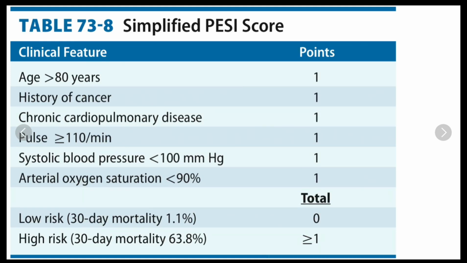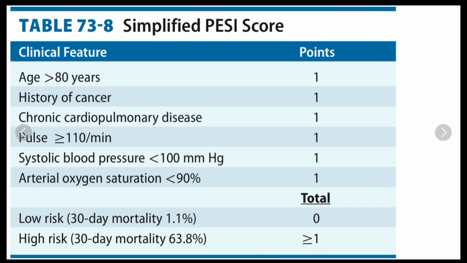Then what is the simplified PESI score? Very, very important. It is used to assess the mortality risk. The simplified PESI score has a total of 6 points. First point is age of more than 80 years, and we will give 1 point. Every one of them carries 1 point only.